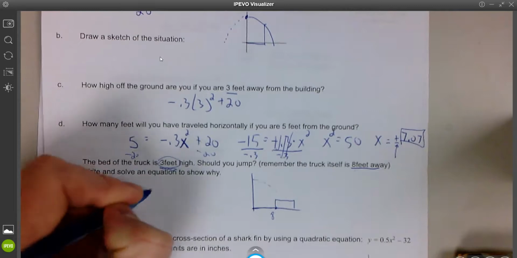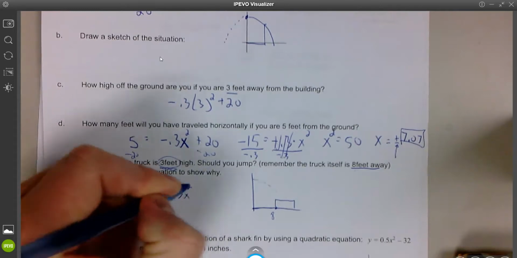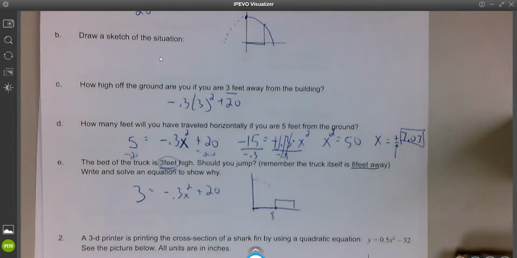So 3 equals negative 0.3 X squared plus 20. Solve it the same way you just solved the other one. And we're rolling. Okay. Last one. Tried to be quick, but okay, it happened.